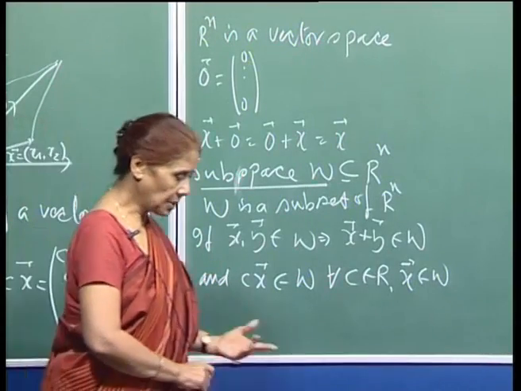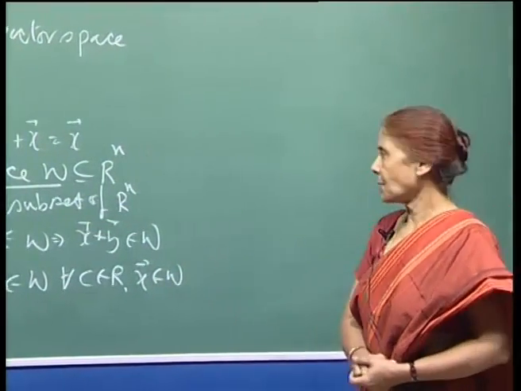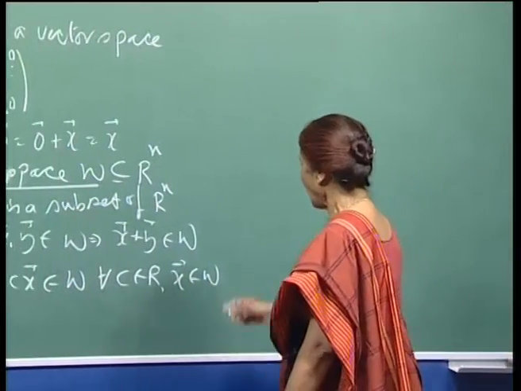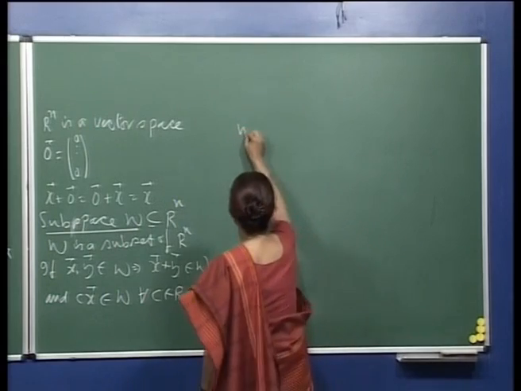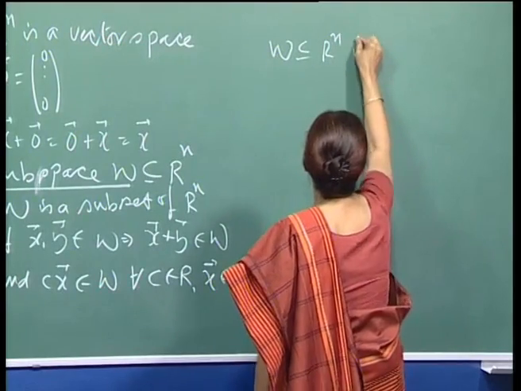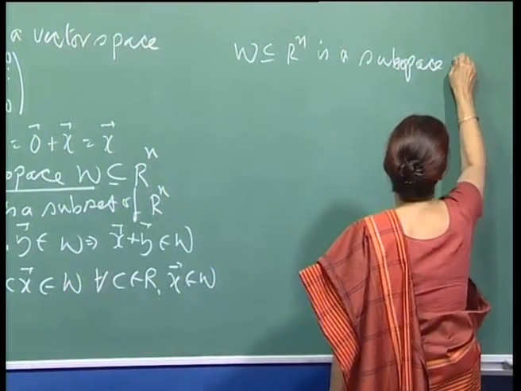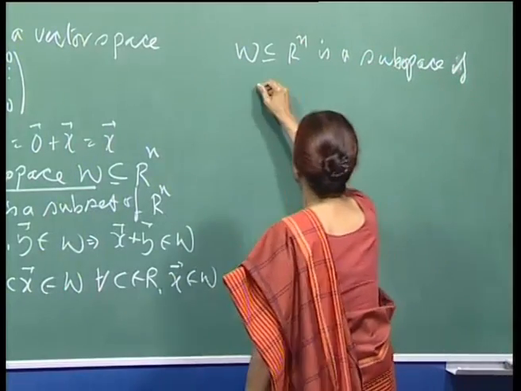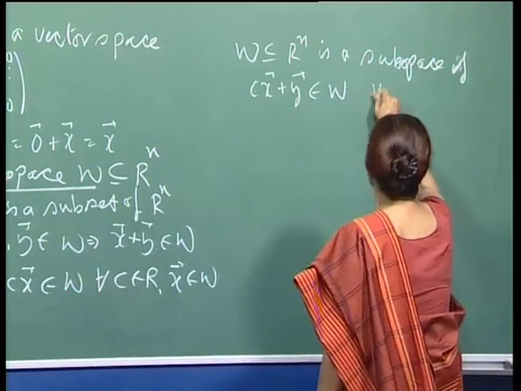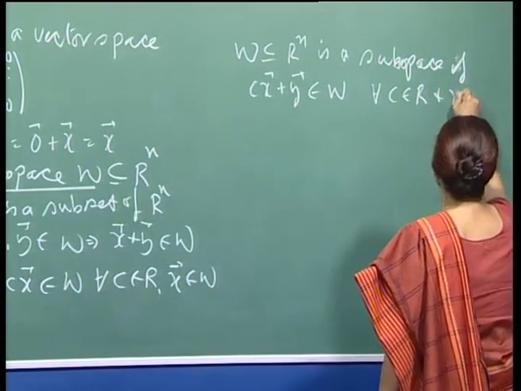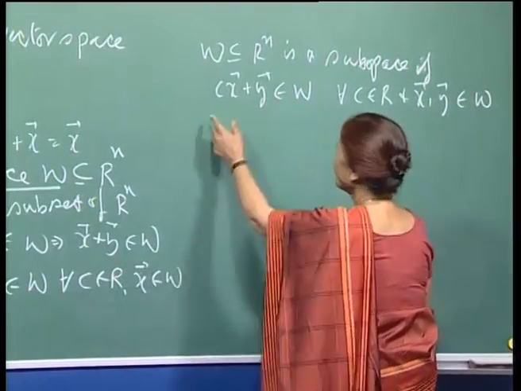So, a subset of Rn, if it is closed under vector addition and scalar multiplication, becomes a subspace, because it is also a vector space. And in fact, one can in a very concise way say that W, a subset of Rn, is a subspace if Cx plus y belongs to W for all C belonging to R and x and y belonging to W. So, the same as both the things I have said, in a concise way.